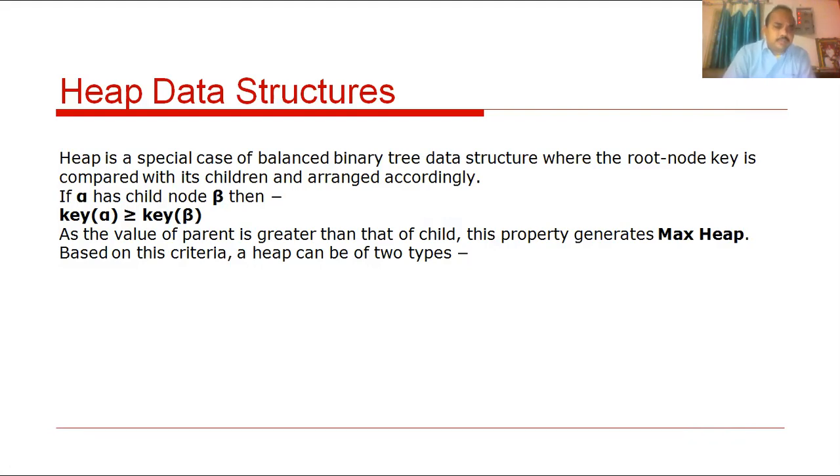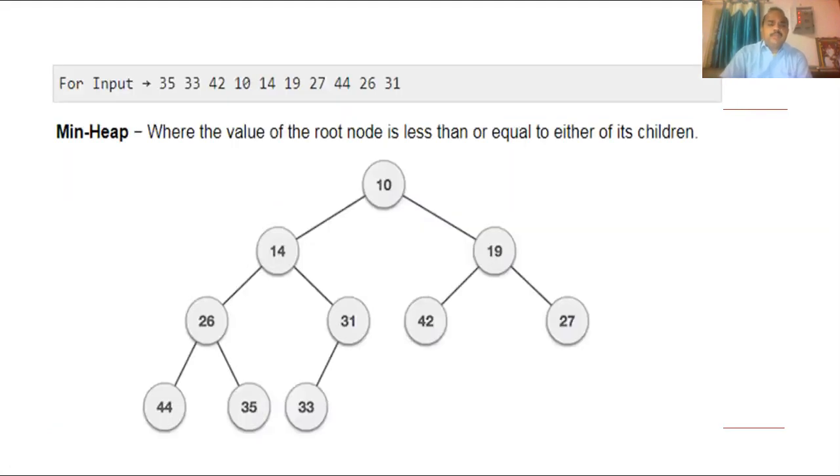Whereas if alpha has a child node beta, then the key of alpha is greater than or equal to the key of beta. As the value of the parent is greater than that of the child, this property generates a max heap. Based on this criteria, a heap can be of two types: max heap and minimum heap.